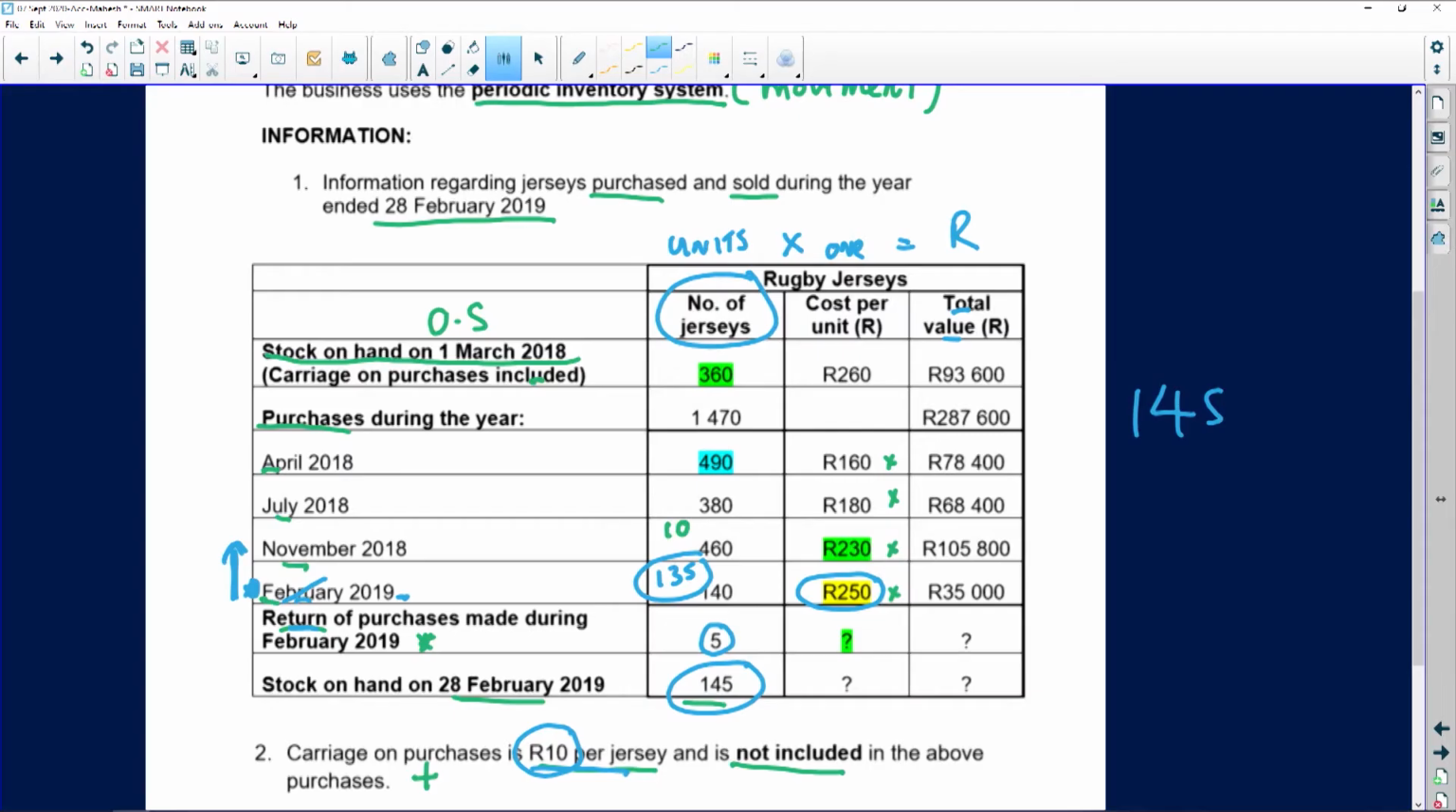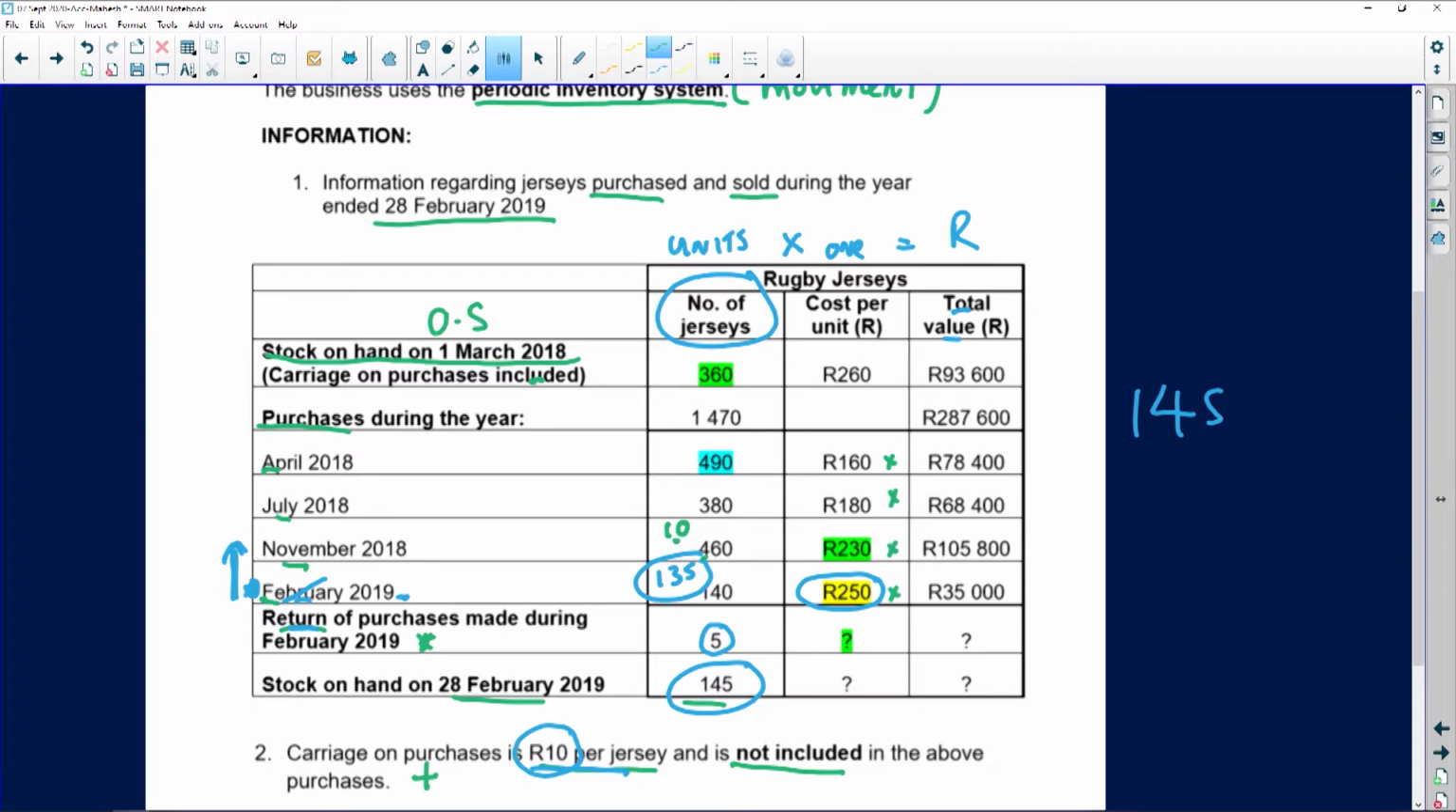So again, first in, first out, and I'm focusing on how many jerseys were not sold at the end of the year. So we purchased 460, but from that 460, 10 jerseys are unsold.